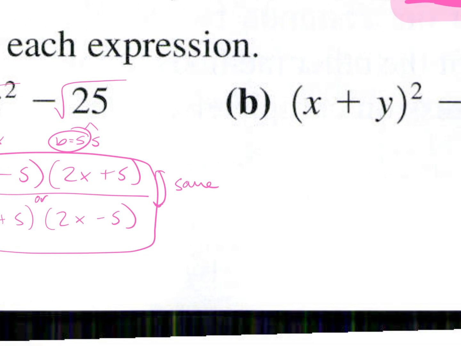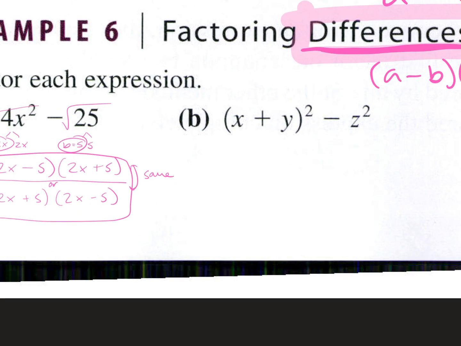Let's do the same thing for b. So again, these are the difference of squares. We're subtracting two perfect squares. So when we factor this, we want to figure out what the square root of each of these are. So the square root of the first one cancels out with the squared, so it'd just be x plus y as our first term. And our second term, square root cancels out with the squared, would be z. So our a is x plus y, and our b is z.